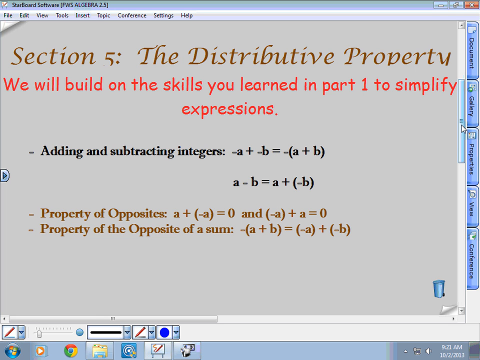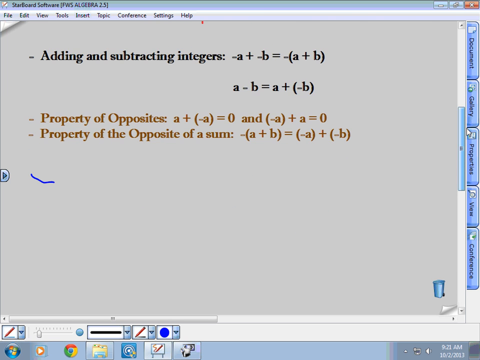So remember, you're still going to need these things: adding and subtracting integers. If I'm adding two negatives, it's going to be the opposite sum. You add those two things and use the negative sign. If you're subtracting two different numbers, you change it to an addition problem. So A minus B is really A plus the opposite of B. And we're going to continue to use that in this section.